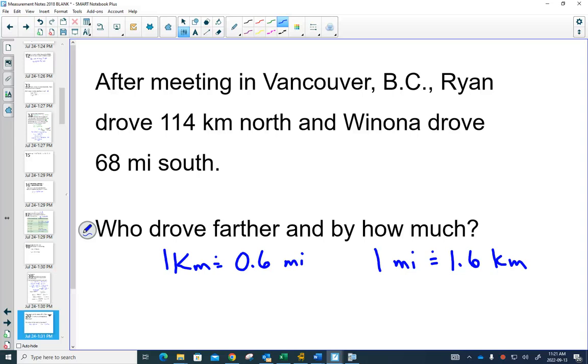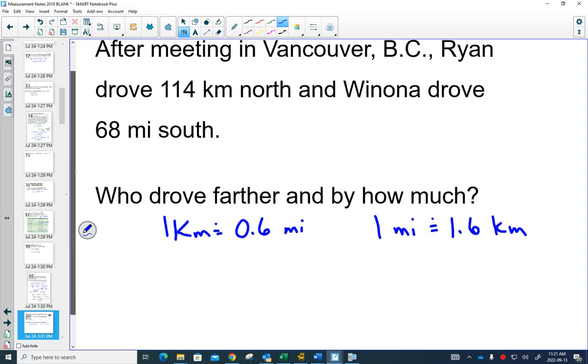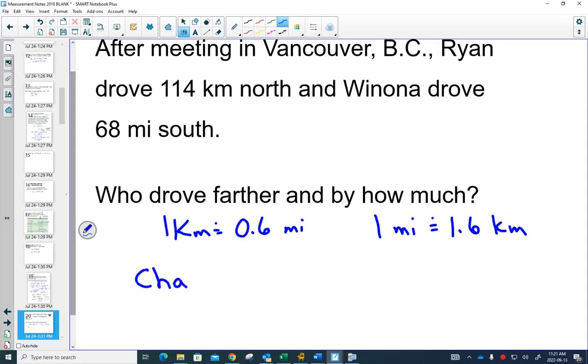So in order to compare them, we need to change one of them into the other unit. Okay? And again, there are many answers to this one that are right. I'm just going to show you one of them. Let's say we choose to change 68 miles to kilometers.